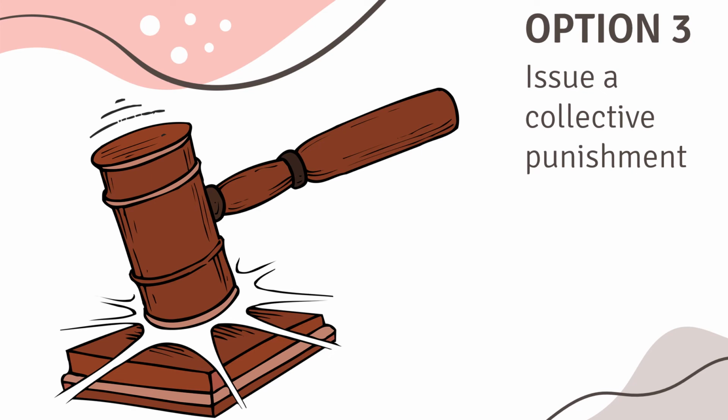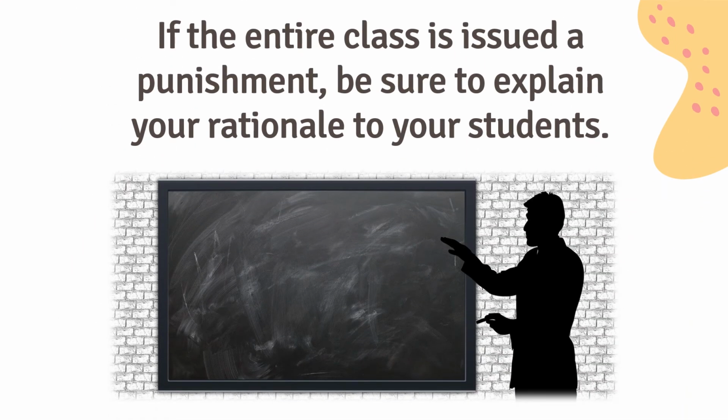Option 3, issue a collective punishment. Sometimes the majority of your class may get off task or frequently misbehave. This is where collective punishment can be effectively issued to the entire class. If the entire class is issued a punishment, be sure to explain your rationale to your students.